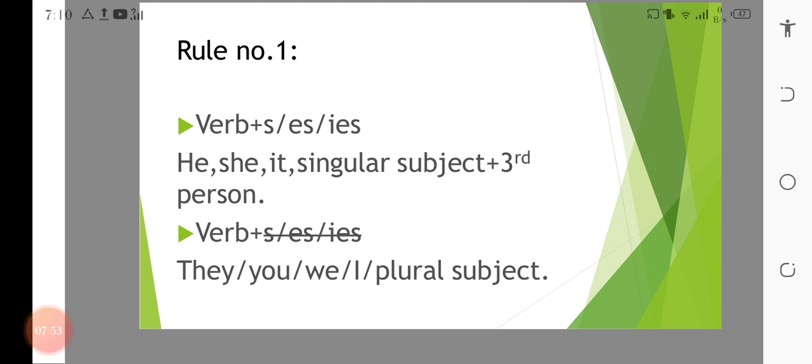Okay. The second heading is verb plus no S, no ES, no IES. This will be possible when we use they, you, we, I or a plural subject. Now focus on the plural subject. For a plural subject, we can take two names, Ahmed and Ali. If I am only taking Ahmed, then I will put S in the verb. But if I am taking two names, a group of people, I will never use S, ES or IES. So remember this, and further we will discuss in detail in the coming examples.